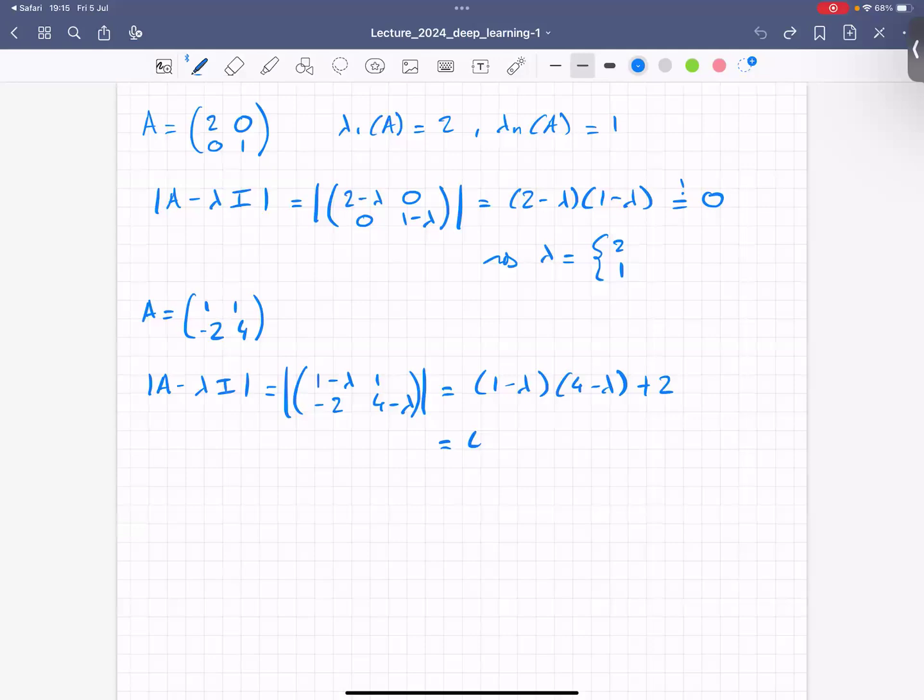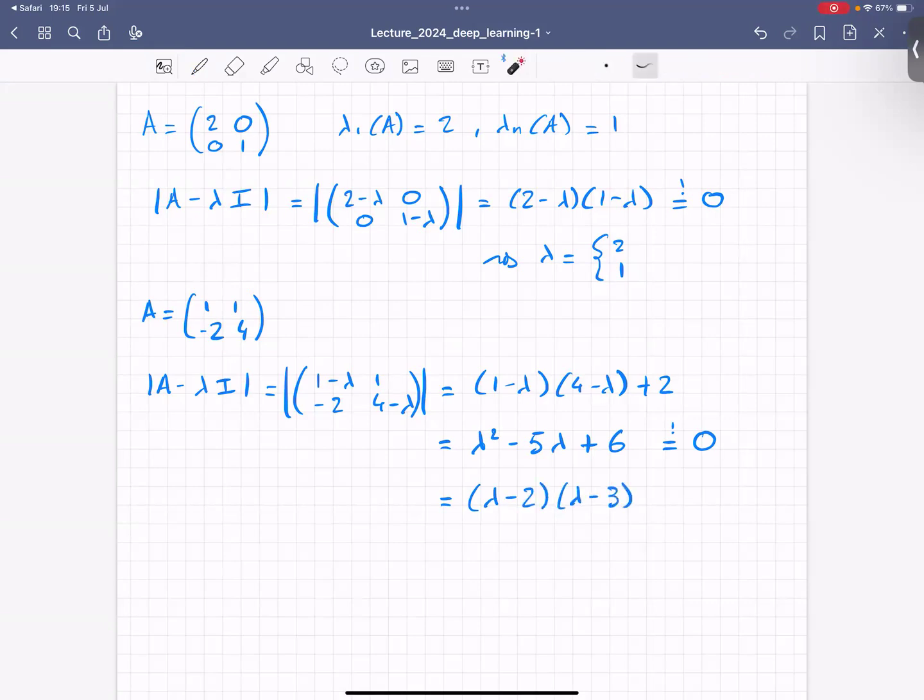So let me order them. We get lambda squared minus 4 lambda minus lambda, so this is minus 5 lambda. And we get a plus 4 and a plus 2, which is plus 6. And now we need to set this to 0. Then if you check, you can see that this is simply equal to (lambda minus 2)(lambda minus 3).